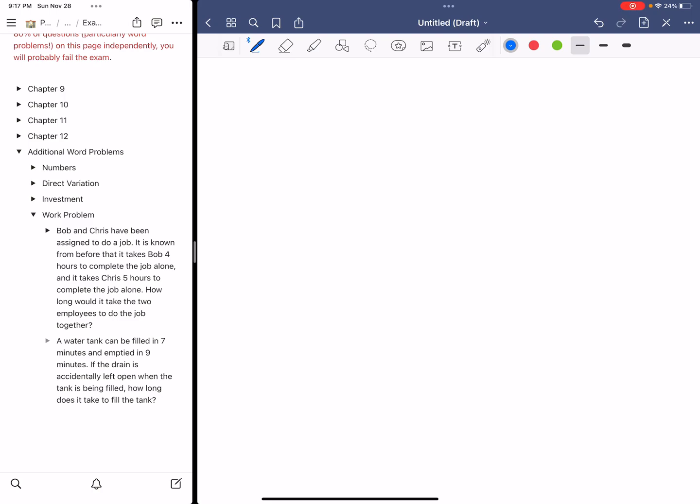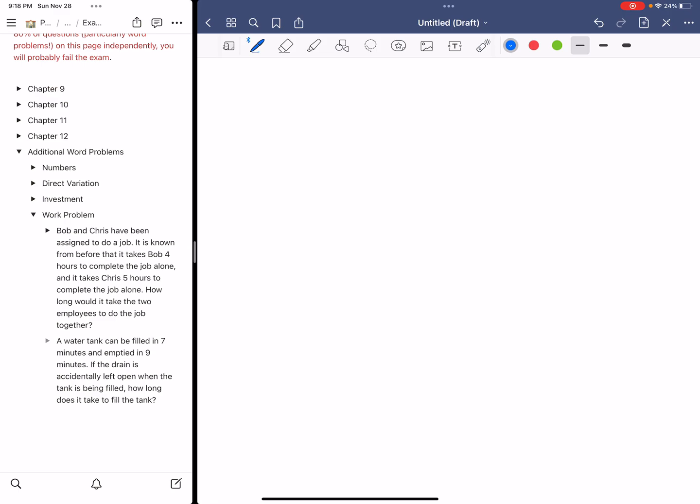A water tank can be filled in 7 minutes and emptied in 9 minutes. If the drain is accidentally left open when the tank is being filled, how long does it take to fill the tank? So this is the second word problem. And the way to solve these kinds of word problems is exactly the same.